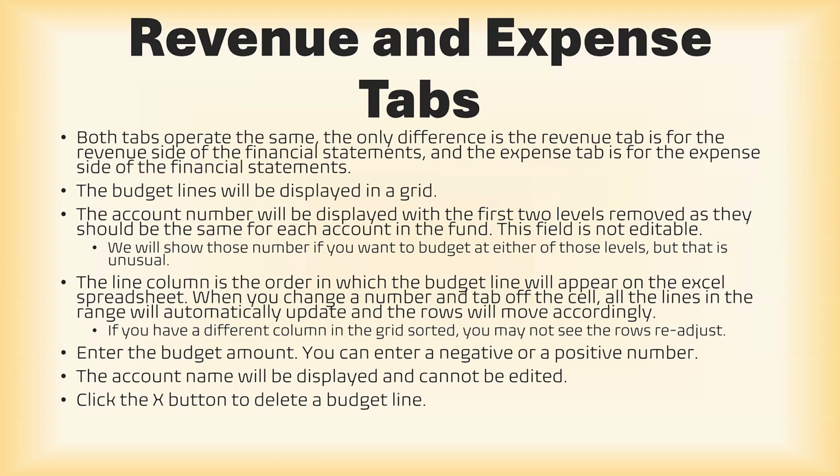In the budget column, you can click on it and you can enter any budget amount. You can enter a negative or a positive number. To enter a negative number, you just enter the number and then hit the minus sign and it'll make it negative. The account name will be displayed and cannot be edited. And then you can click the X button to delete a budget line. And just like financials, it won't actually be removed from the database until you click save.